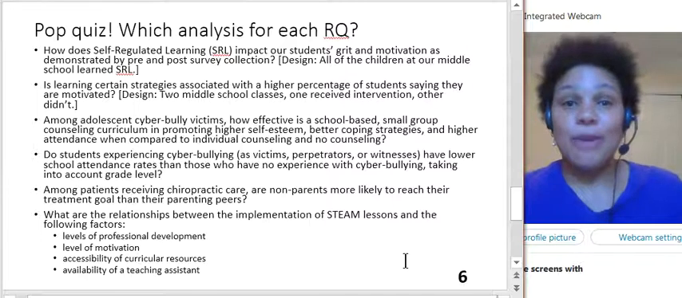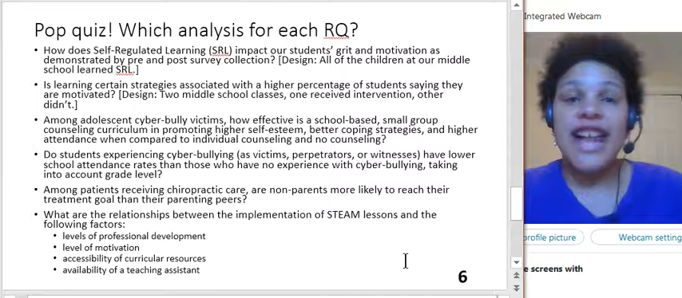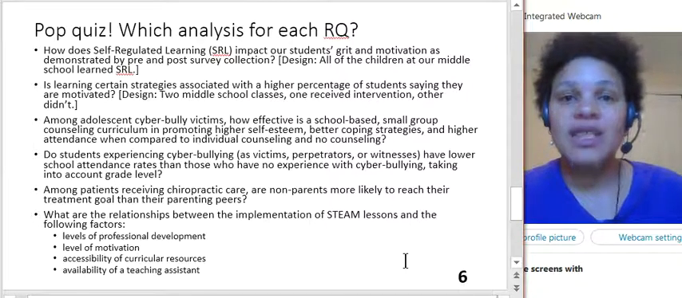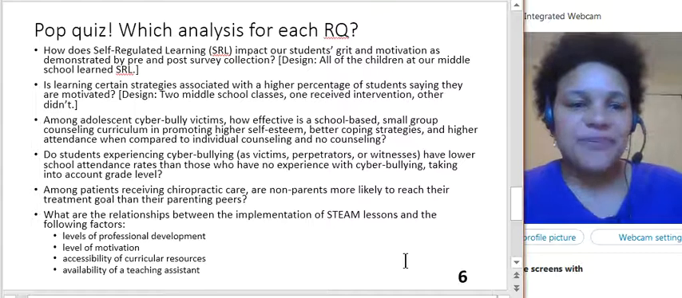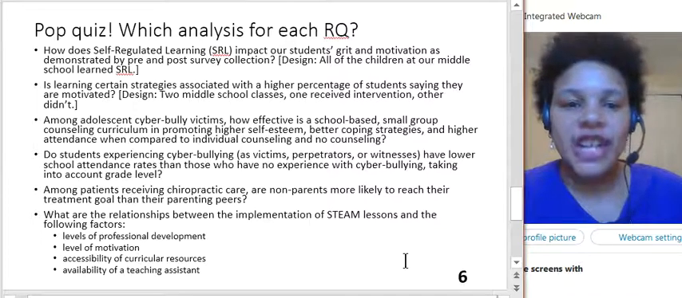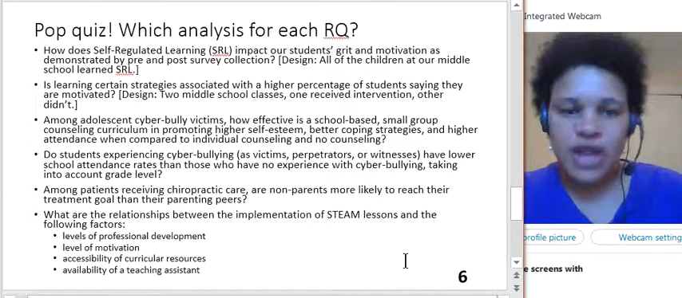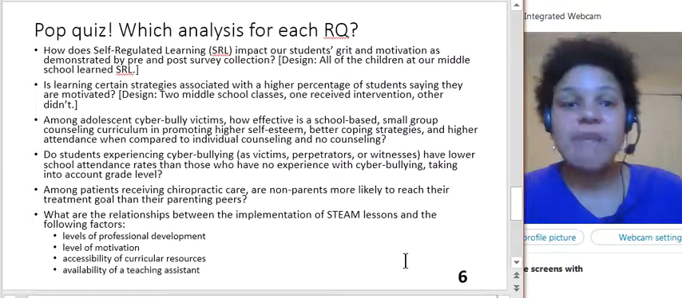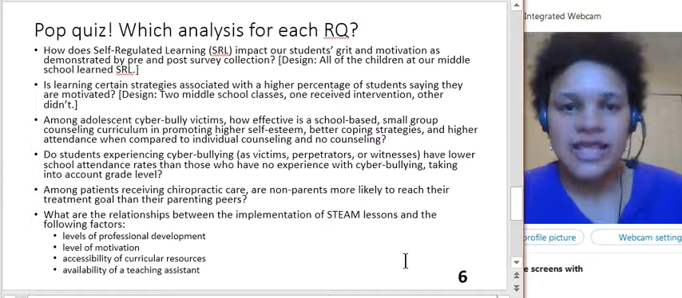So, pop quiz. Which analysis for each research question? I borrowed these from students' actual posts about their project. So first question: how does self-regulated learning, or SRL, impact our students' grit and motivation as demonstrated by pre and post survey collection? And let's imagine that the design of the study is all of the children at our middle school learned SRL.